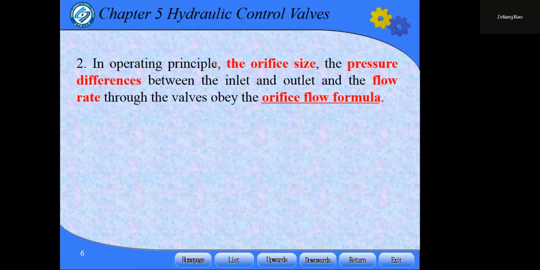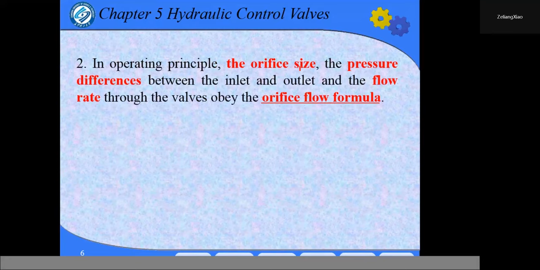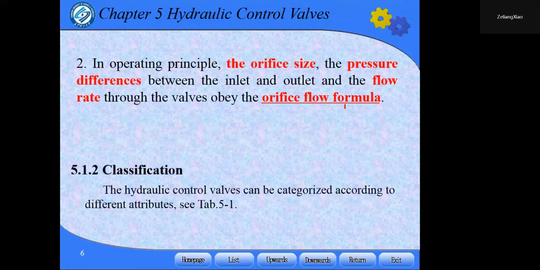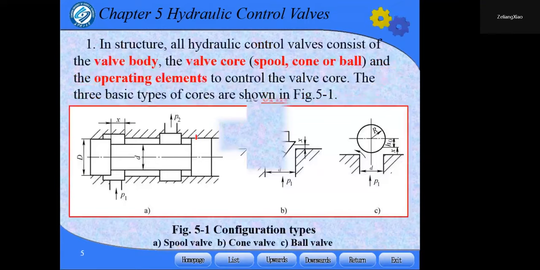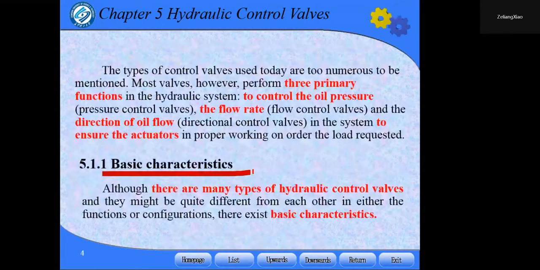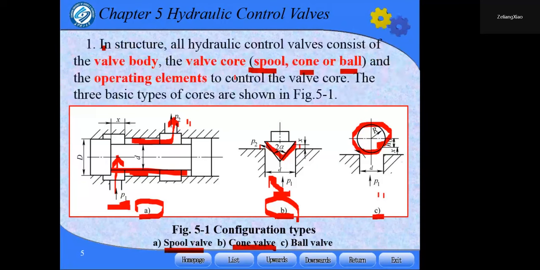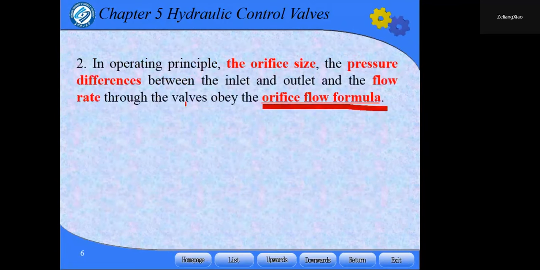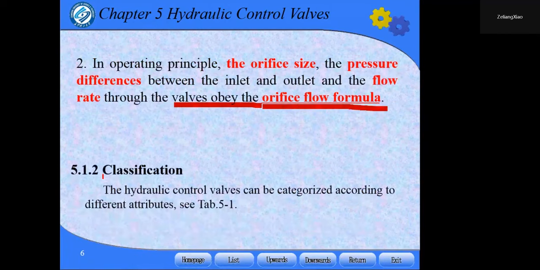In operating principle, the orifice size, the pressure difference between the inlet and outlet, and the flow rate through the valves obey the orifice flow formula. So there are two basic characteristics. They all obey the orifice flow formula.